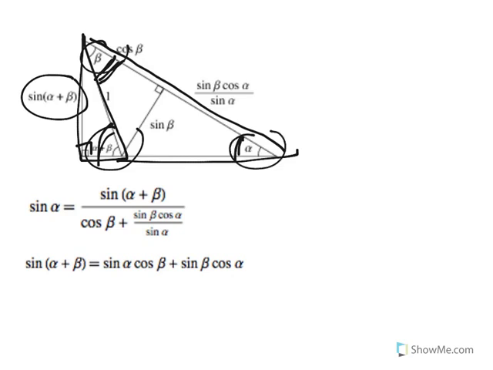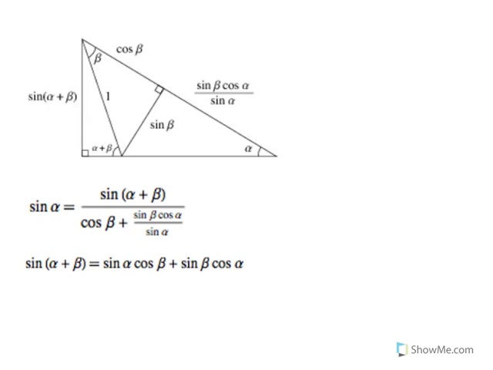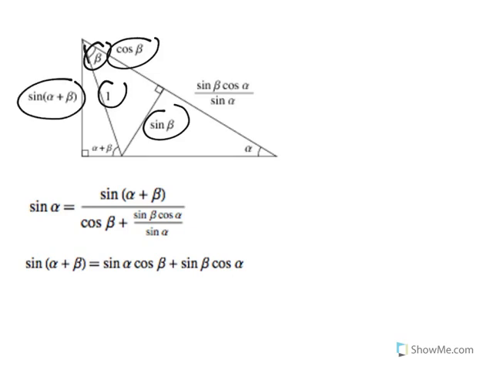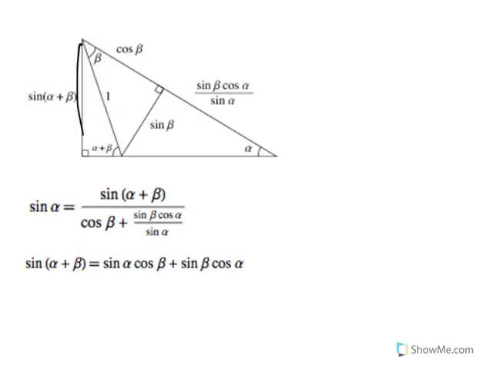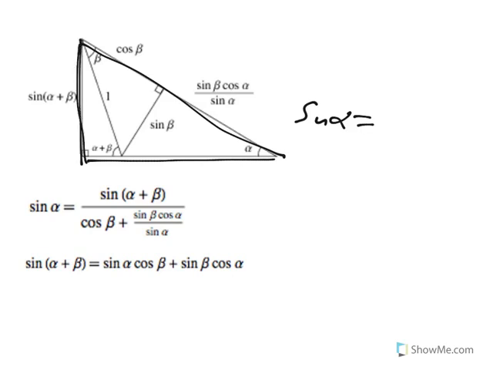And now I have a lot of right triangles in this picture. Now, because this is beta and this is 1, this is cosine beta, sine beta. Here I have sine alpha plus beta because of this triangle. So I got a lot of right triangles in this picture. And then I also have the very large triangle, namely this one. So we can say that sine alpha is opposite over hypotenuse. Well, the opposite is sine alpha plus beta. And the hypotenuse is cosine beta.